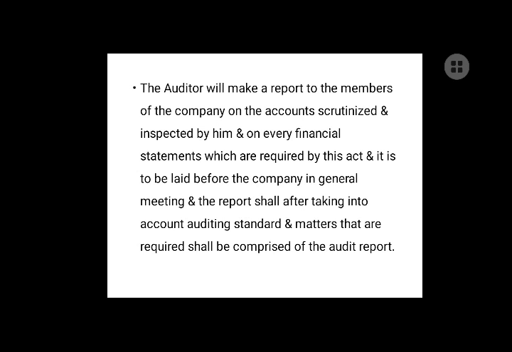The report shall be prepared after taking into account the auditing and assurance standards, and the matters which are required should be comprised in the auditor's report. So the auditor has a liability and responsibility to prepare the report based on the work that he has done: the examination of the accounts, scrutinizing accounts, inspection of the vouchers, and all those things which are covered in auditing. He has to complete his work and prepare a report, and the report should contain his opinion. That report should be prepared according to the auditing and assurance standards and the requirements of the Companies Act. The report should be presented and kept before the general meeting of the shareholders.